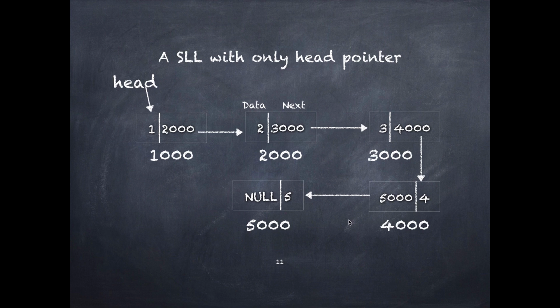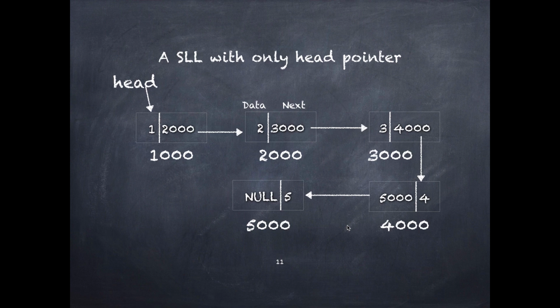How to access the elements in the linked list, I have already shown in the previous slides, right? For your knowledge, I'll tell you again. Head dot data means the head is now pointing to the first node, so head dot data is equal to 1. Head dot next means it is 2000, that is, the address of the next node. So that's how you can access the data elements.